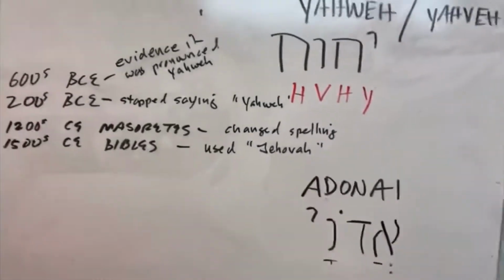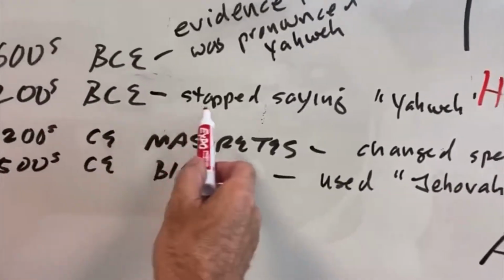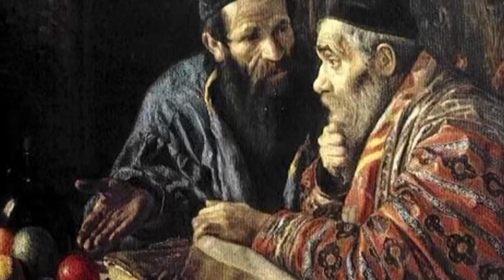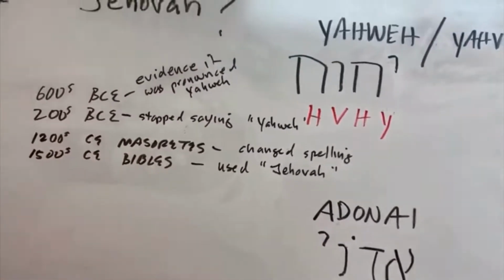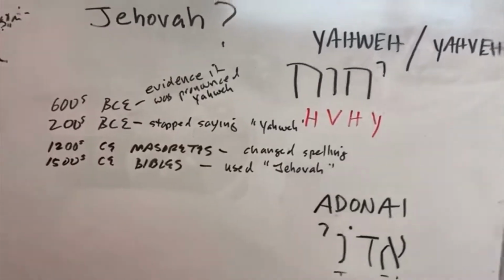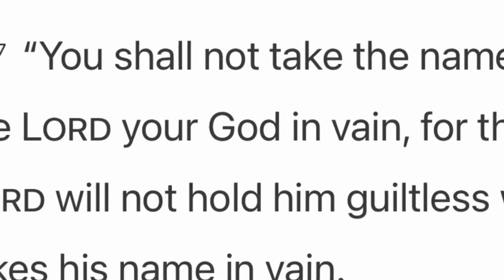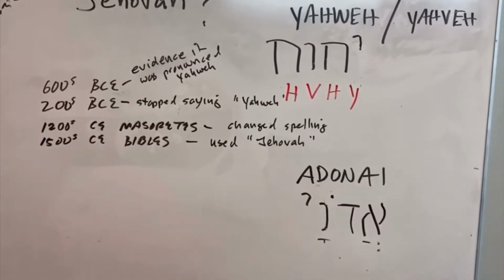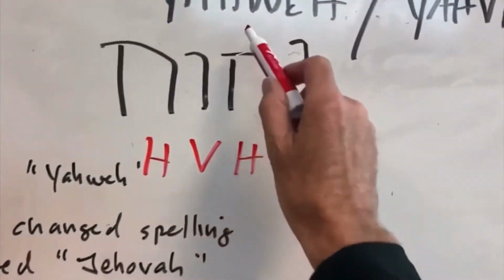Why do I even say that? How do we not know for sure? Because the vowels weren't added till later. But anyway, in the 200s, something happened. The rabbis stopped saying the name Yahweh. What they did, in order to do one main thing, which is protect the name of God, because in the Old Testament it says, don't use the name of the Lord in vain. So they're trying to protect God's name. And so they stopped saying it when it appears in the text.